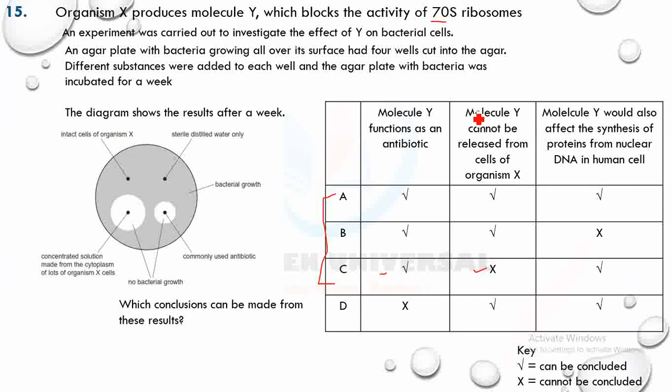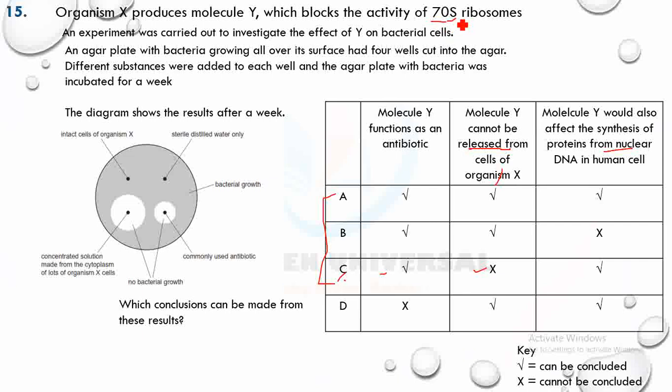Now, okay, let's get back. I said molecule Y cannot be released from cells. Sorry, we made a mistake, so it should not be C. Because it cannot be released, we didn't read it well. It cannot be released from cells of X, and it shouldn't affect nuclear DNA, because what it affects is 70S. It doesn't affect the function of nuclear DNA.